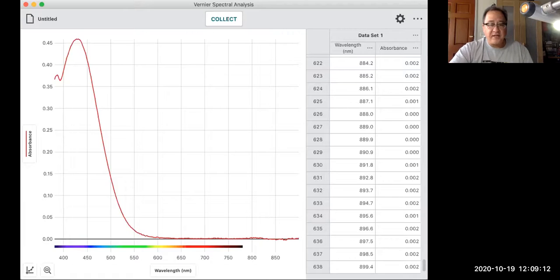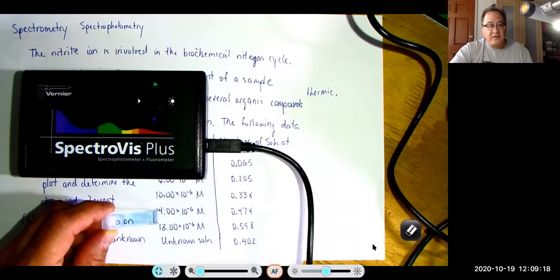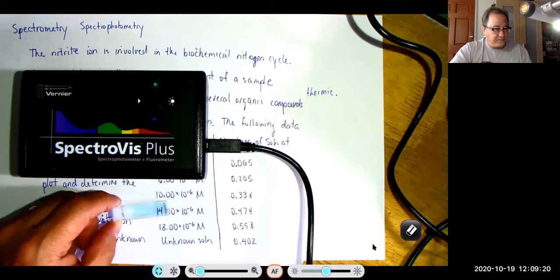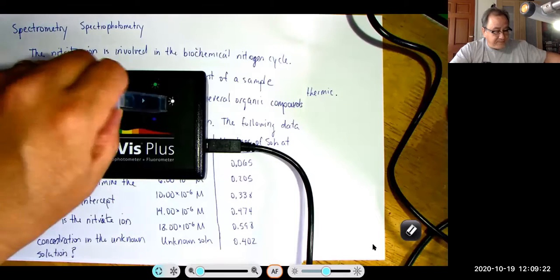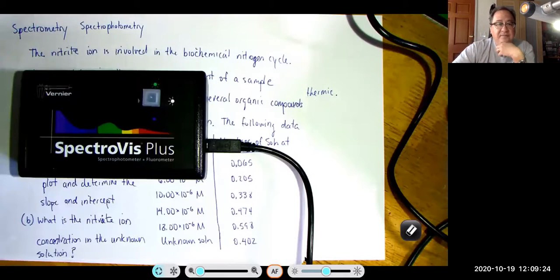I'll do a quick switch screen here. So here's my blue solution, which I'm going to put into the instrument. So what do we think is going to happen here? Well, I'll tell you what I think.